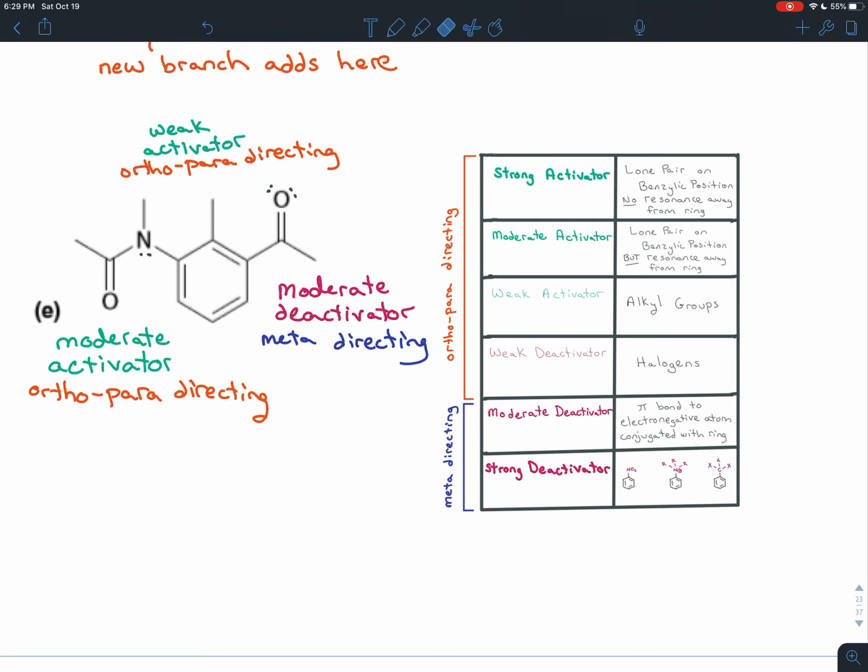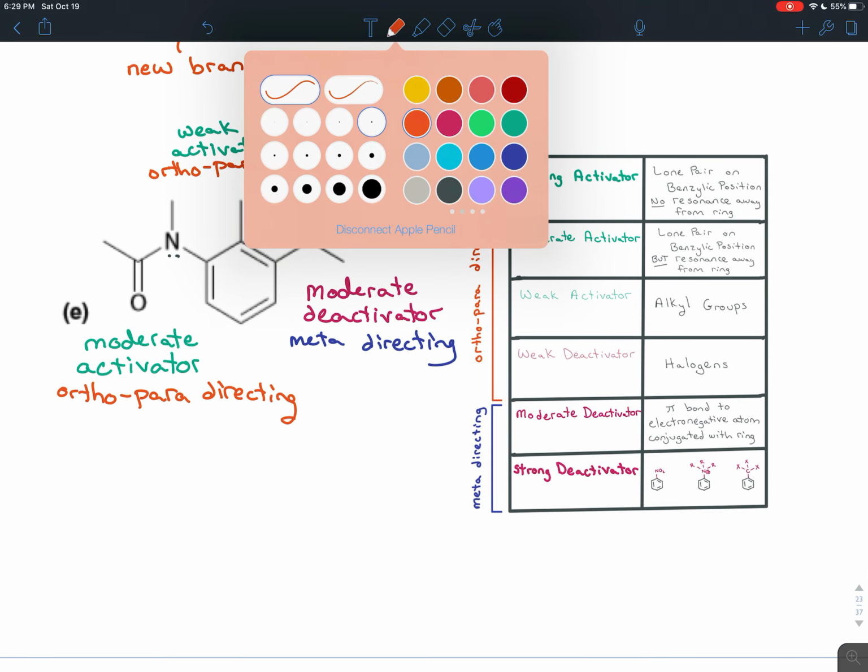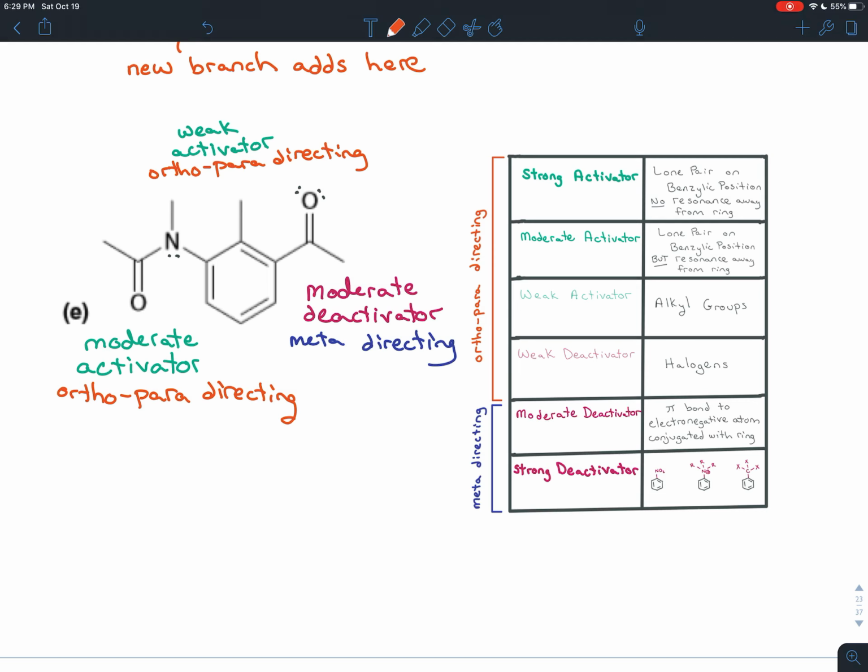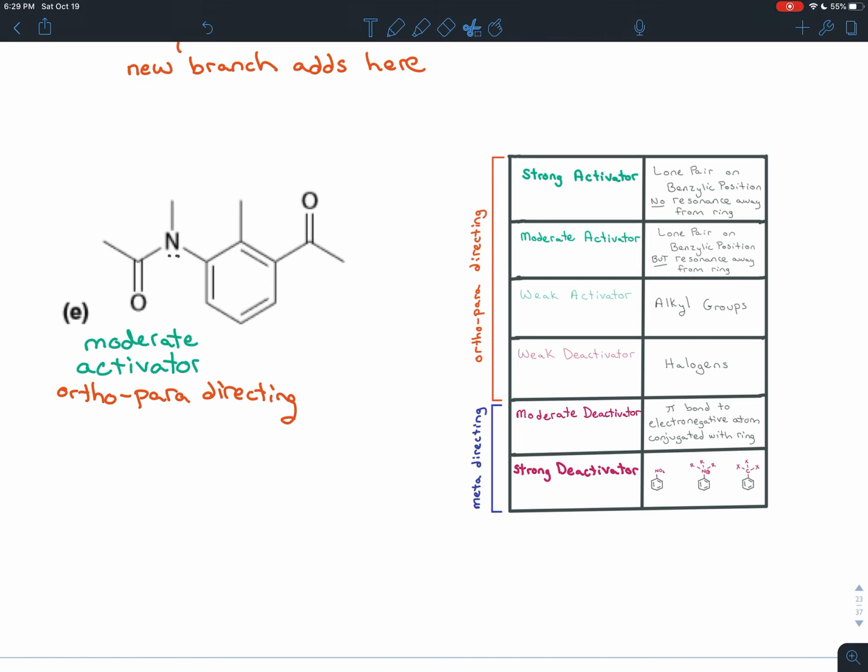Okay, so we have these three branches, each with their directing effects, and the one whose directing effect wins is the one that's most activating, and here that's the moderate activator. That's highest up on this table. It's higher than the moderate deactivator and the weak activator. So I'm going to erase the directing effects for these other, less activating groups, and it'll just be the effect of the moderate activator that wins the day here. So it's ortho-para-directing. We're looking at this branch here: one of the ortho positions is taken, the other ortho position is open, and the para position is open. And so in this example, you're going to get two products.